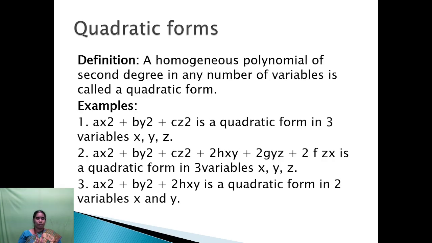The second example: ax square plus by square plus cz square plus 2hxy, 2gyz and 2fzx is again a quadratic form in 3 variables x, y, and z. Each and every term has degree 2. In the same way, ax square plus by square plus 2hxy is again a quadratic form in 2 variables. These are the examples for the quadratic form, and this is the definition of quadratic forms.